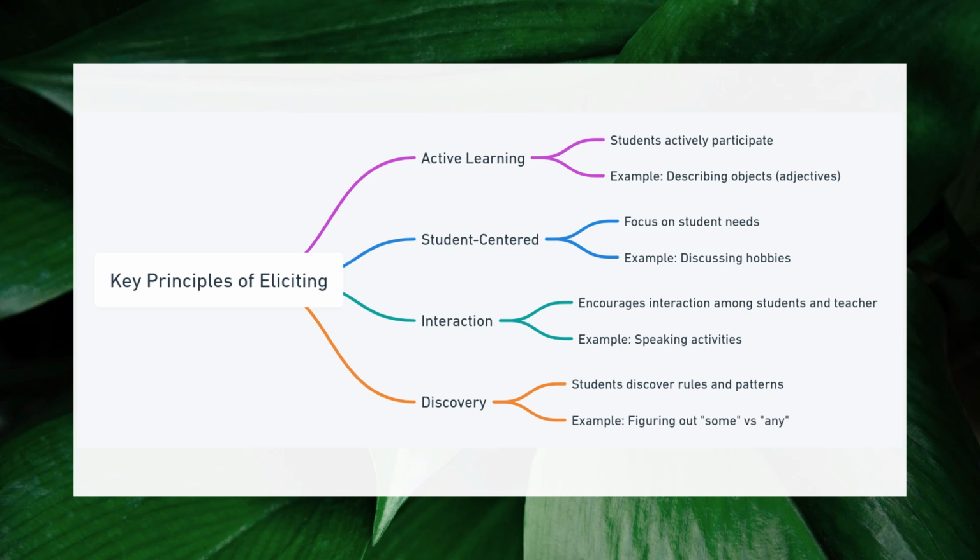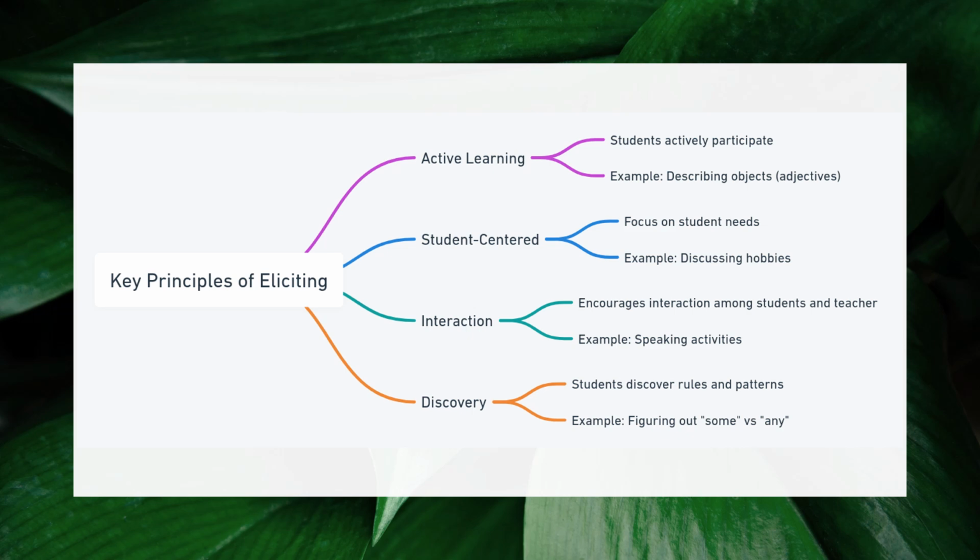4. Key principles of eliciting in the language classroom. Several key ideas support the use of eliciting in teaching. Active learning. Students are actively engaged in the learning process, making lessons more memorable. Example: during a lesson on adjectives, instead of providing a list of descriptive words, ask students to describe an object they can see, such as a picture of a beach. This encourages creativity and participation.